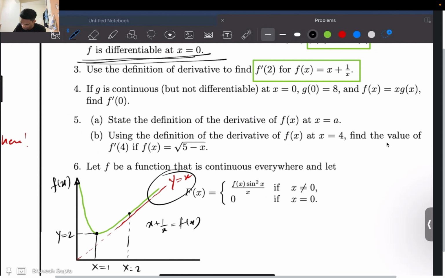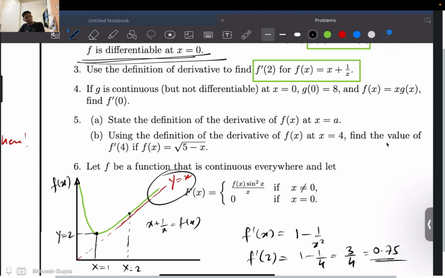If you take a derivative over here, it turns out to be 1 plus 1 over x square. And if I substitute, it turns out to be 3 by 4, which is 0.75. Maybe you have to go further on the right, for example x equal to 10 or 5. Then you can see it's very close to 1.